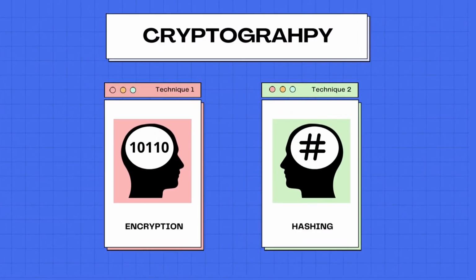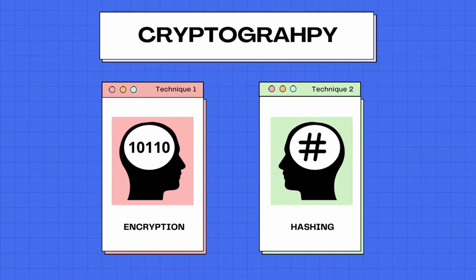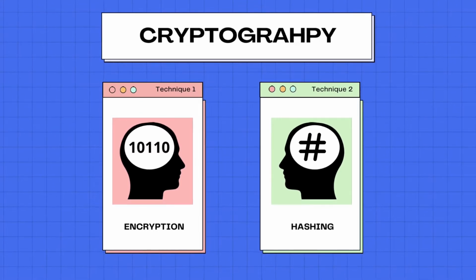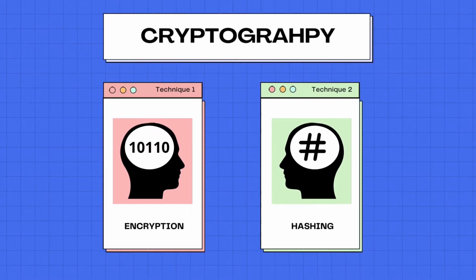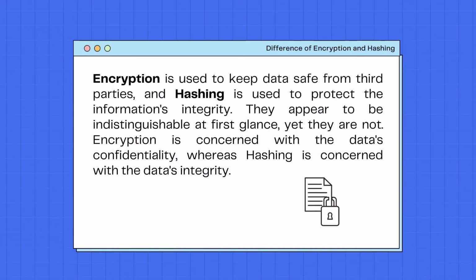In cryptography, the terminology encryption and hashing are frequently used. In this video, we will learn the difference between encryption and hashing. Encryption is used to keep data safe from third parties, and hashing is used to protect the information's integrity.